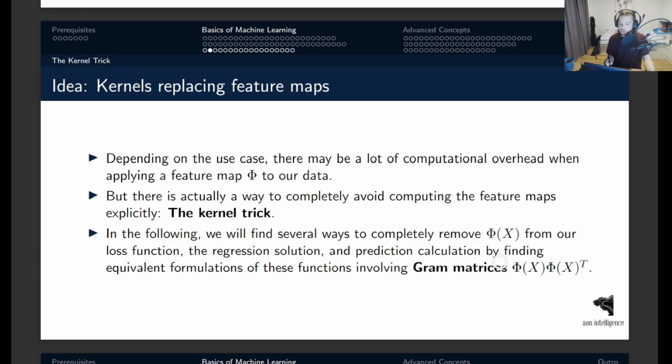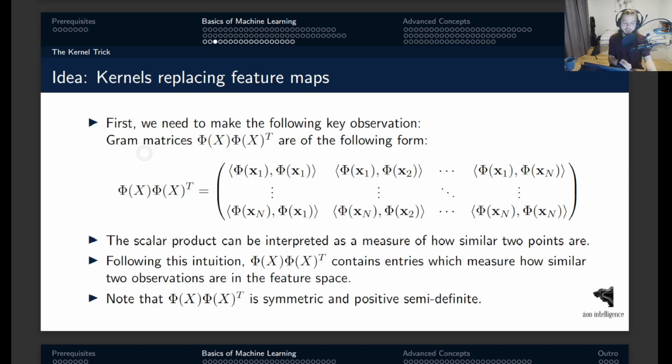Gram matrices are essentially outer products of identical matrices. So we have phi x times phi x transposed. Now to see that Gram matrices are indeed really useful for what we are about to do, we first have to observe that this particular Gram matrix, phi x times phi x transpose, is of the following form. It's the n by n matrix containing inner products or scalar products of the feature mapped observations.